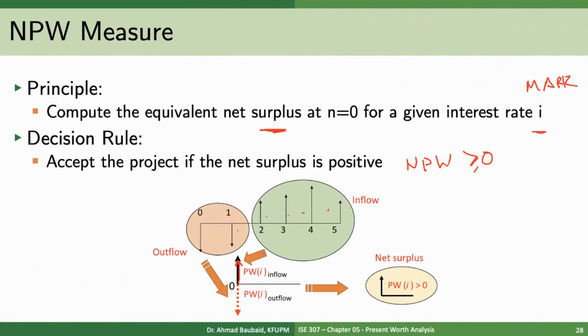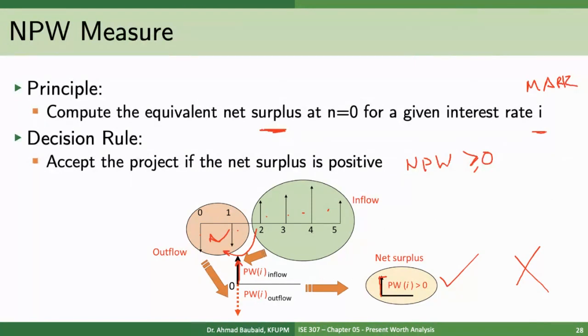And you find the net at 0. You could do this multiple ways, right? You can move the outflows first to 0, then the inflows, and then subtract. Or you could just move them one by one and add them all together. It's really the same thing, right? And you find the net surplus. If it's positive, then we accept the project. If not, then we reject it, okay?